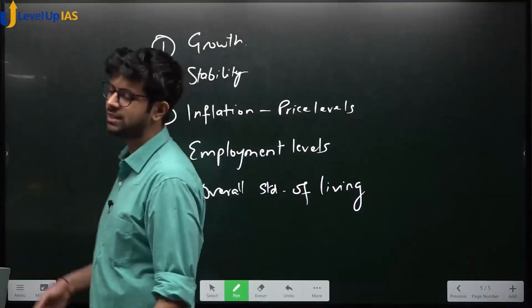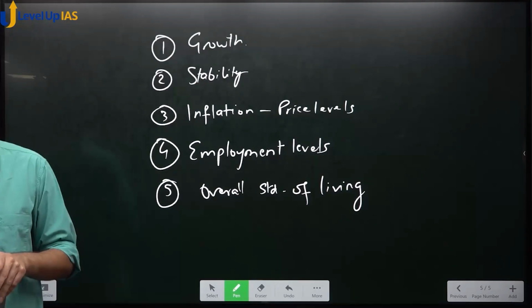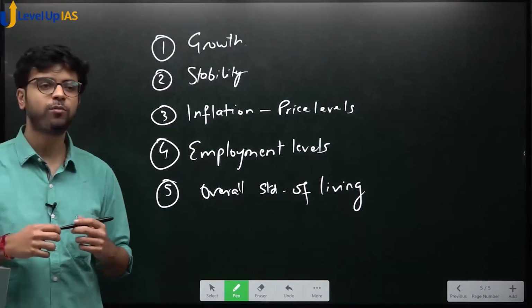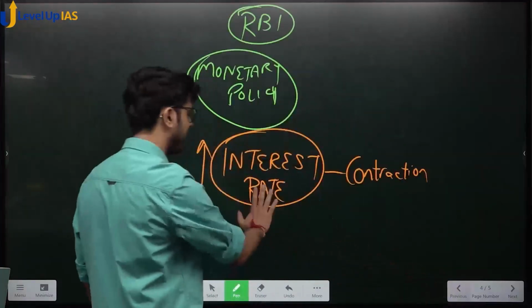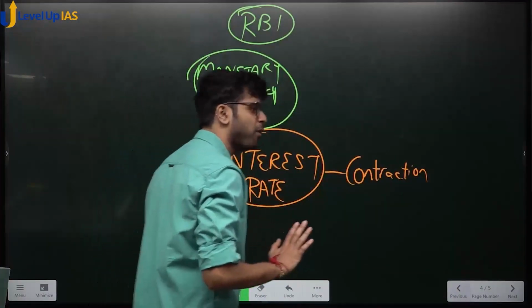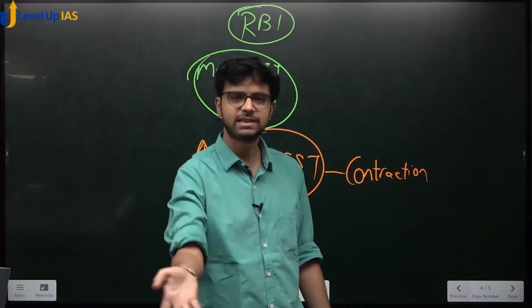So these are the primary objectives of monetary policy. Monetary policy means what is controlled? Only one factor you have to remember, which is nothing but your interest rate. Okay? In fiscal policy, we know 2-3 tools: disinvestment, debt, and tax rate.